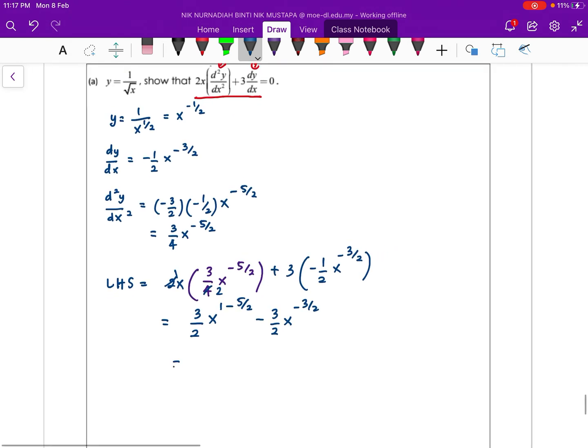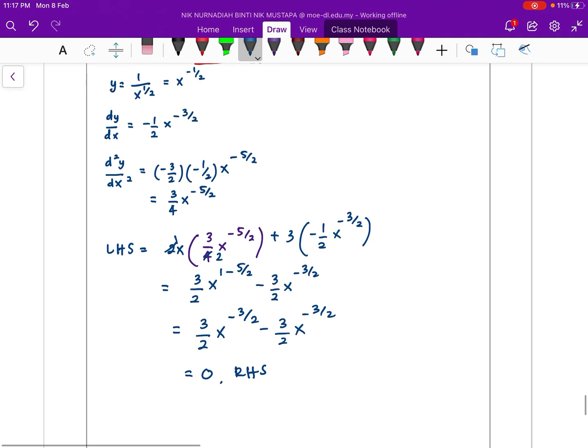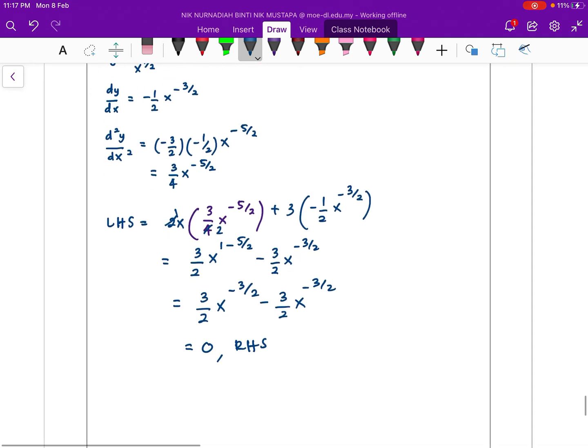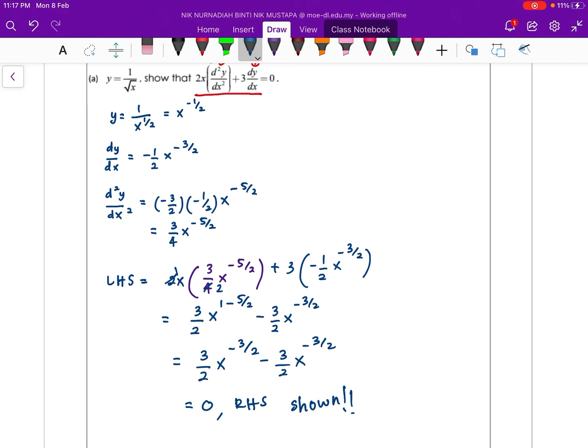So here it will become 3/2 x to the power of negative 3/2 minus 3/2 x to the power of negative 3/2. So equal to 0, right hand side. So proven, ataupun shown. Okay. So that's for our A. Now we go to our B.